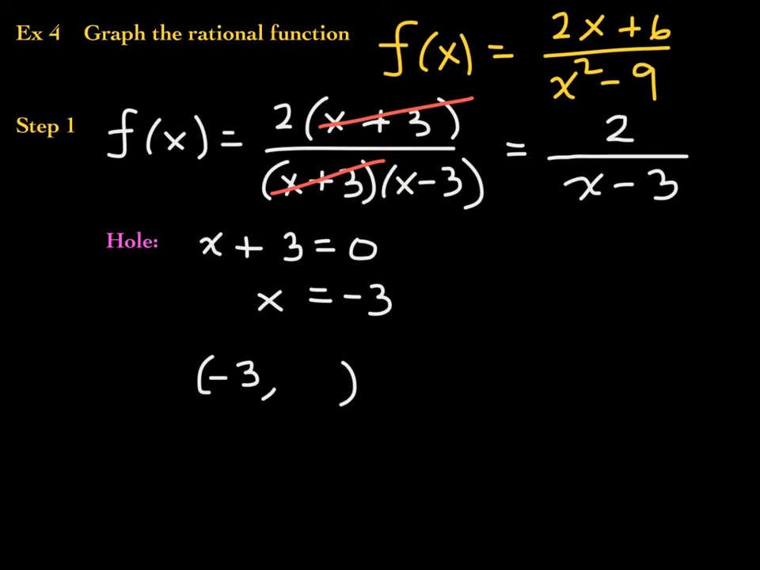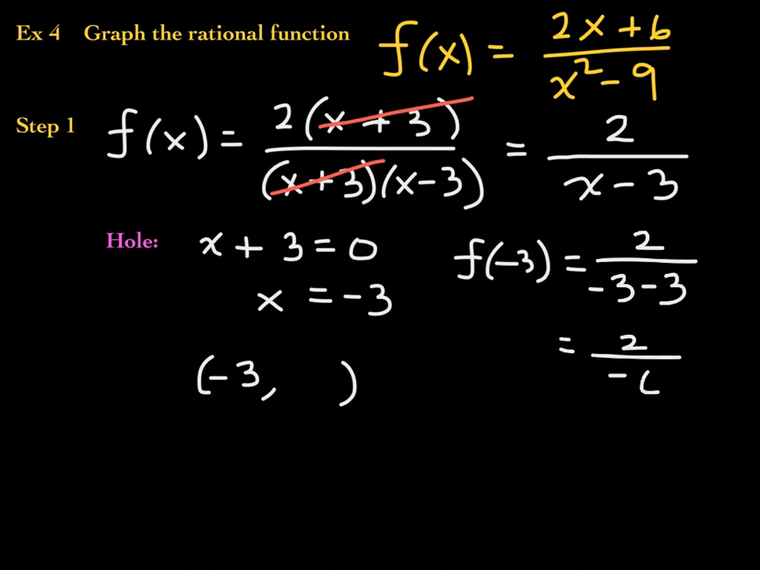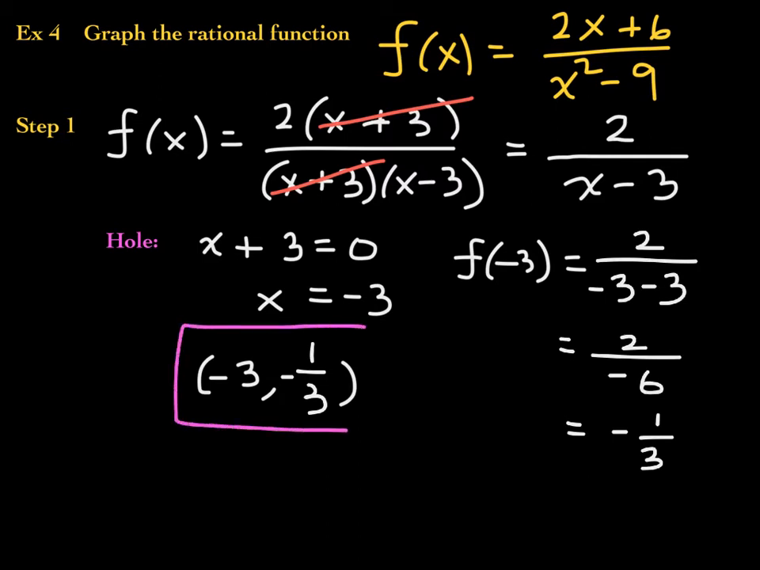So you're going to get f of -3, and I'm using the simplified form here. You're going to get 2 over -3 minus 3, which is 2 over -6, which is -1/3. So the hole exists at -3 comma -1/3. That's where the hole is. So when we get to the very end of this problem and we want to graph this function, we will plot a hole at this location, -3 comma -1/3.